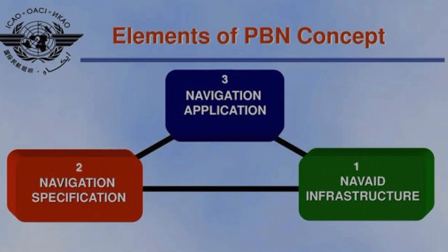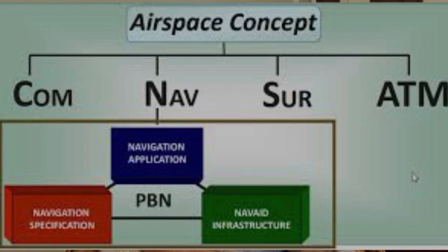The first term, the navigation specifications: what specifications of navigation do we need? And then the second term will be the navaid infrastructure. We should have information about the infrastructure of the navaids either on the ground or in space. And then the last one will be the navigation application. Now let's go through each one and briefly talk about what they are specifying.